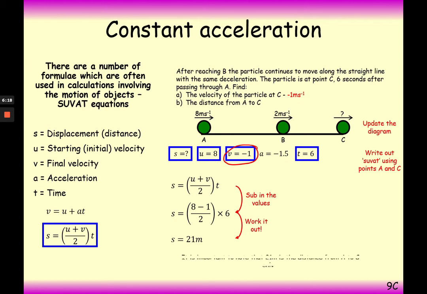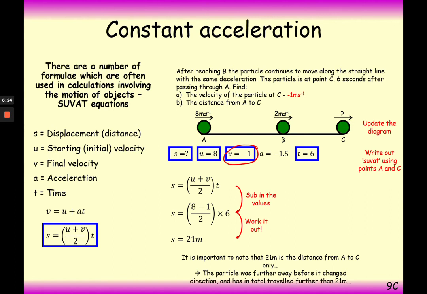Now, the important thing to remember is that that's a displacement. Okay, so it's the distance from A to C. It's not the same as the distance travelled by the particle, because it went past C and then came back. So you need to be careful about the wording in the questions when you're answering these kinds of questions.